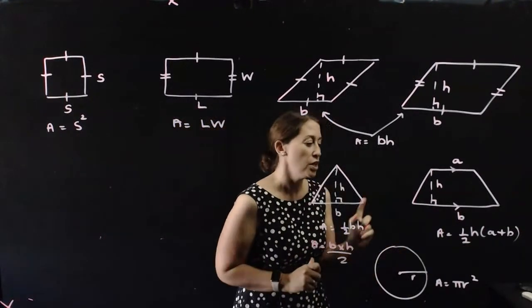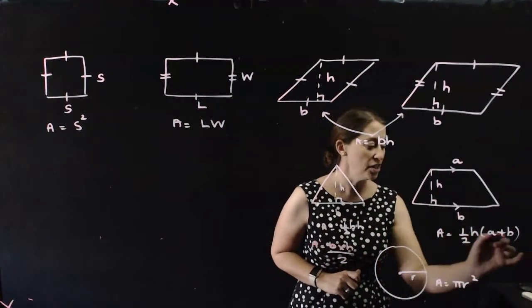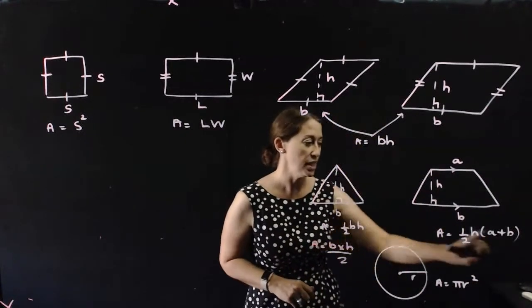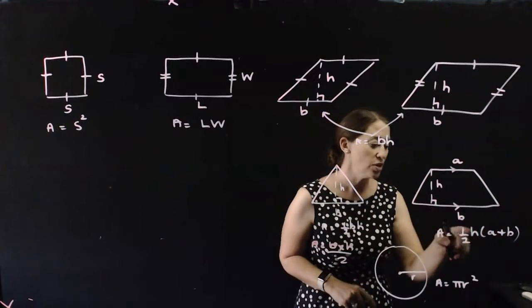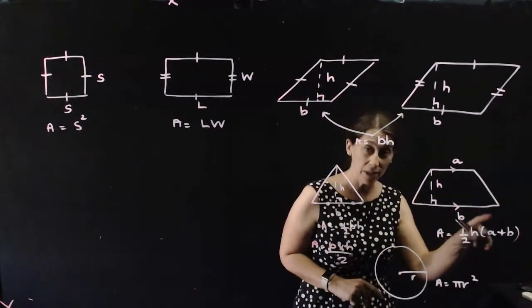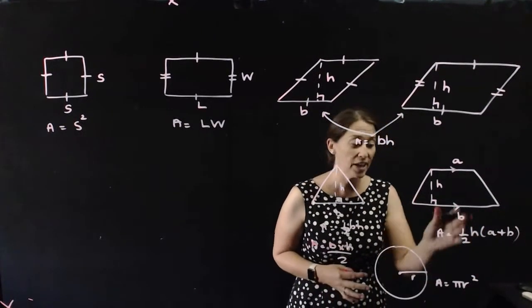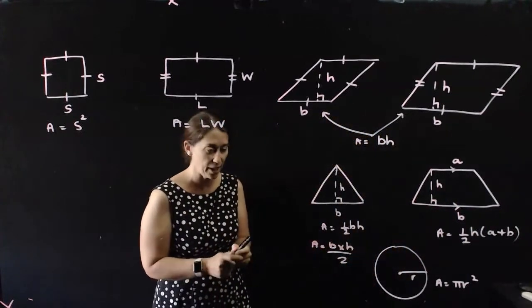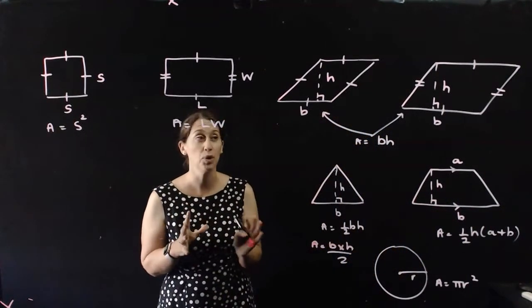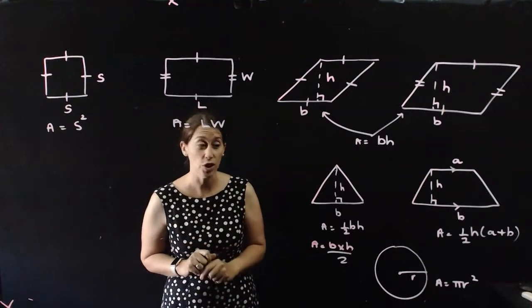Same with this one. You can divide by 2 at any point, as long as you only do it once. So you can actually work out the height multiplied by a plus b, all divided by 2. That's what halving means, okay? So I'm just going to run through an example of some of these shapes with you.